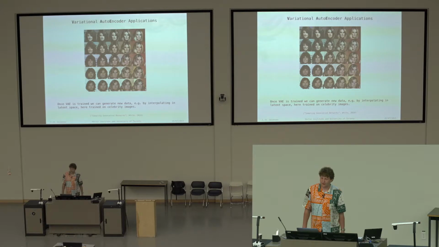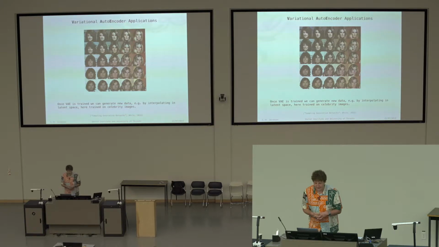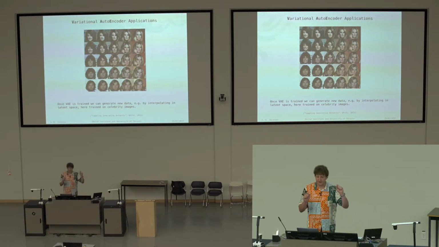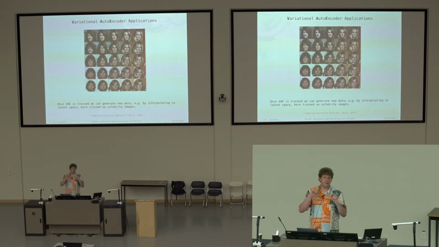So some applications here. Once you have trained your variational autoencoder, say on celebrity faces, which is something people really like to do for some reason, we can generate new data, for instance by interpolating in latent space. Here, this is trained on celebrity faces, and you take the corner images and linearly interpolate in the latent space, in the space of z, and generate the corresponding images along these lines. And that's what you get here.